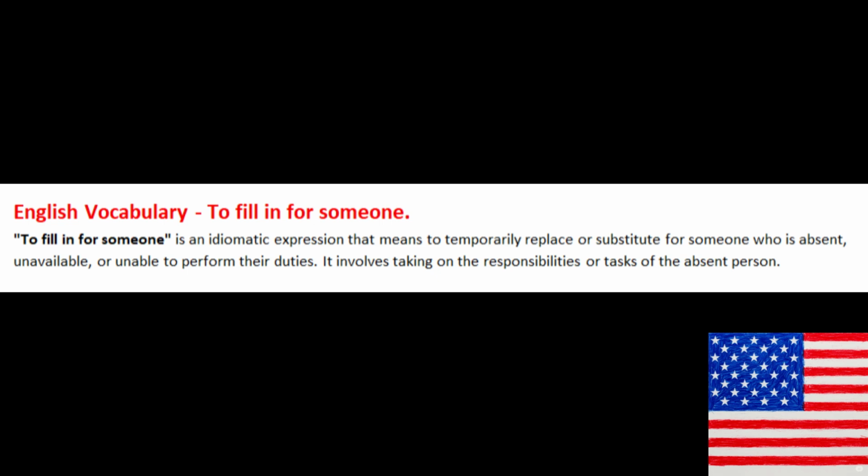English vocabulary, to fill in for someone. To fill in for someone is an idiomatic expression that means to temporarily replace or substitute for someone who is absent, unavailable, or unable to perform their duties. It involves taking on the responsibilities or tasks of the absent person.